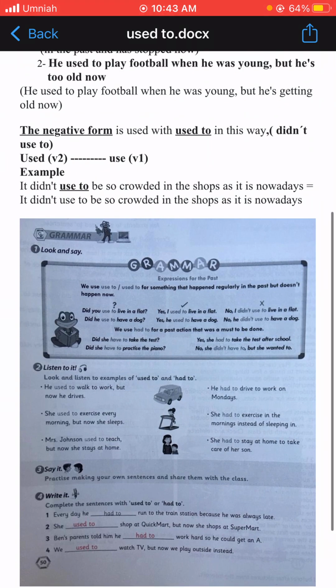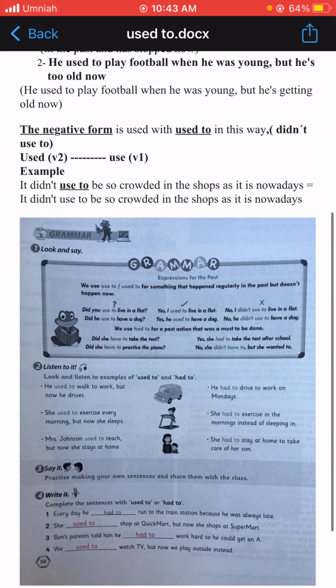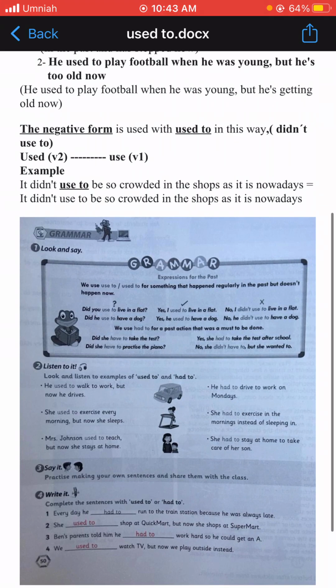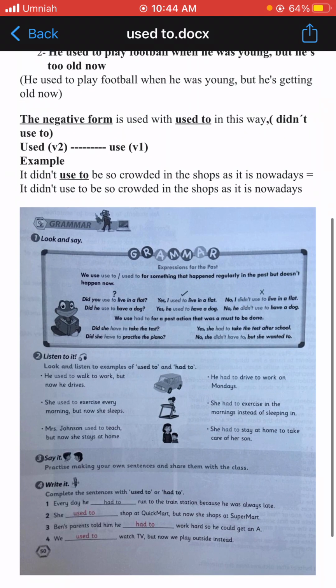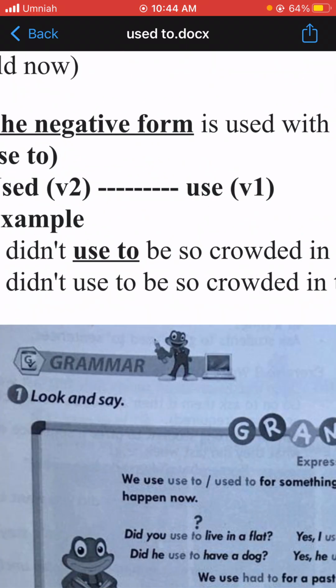So again, the negative form from used to is didn't use to. Put it in your mind, after the verb to do, we have the base form, or verb 1. So here we have examples. Look at these examples, please.